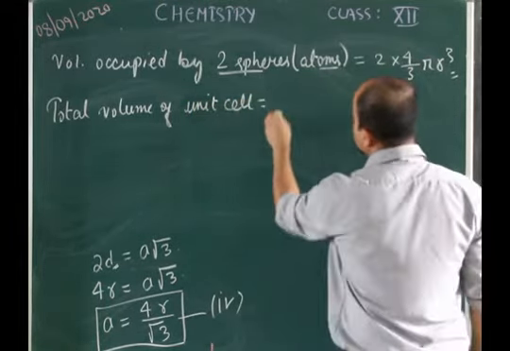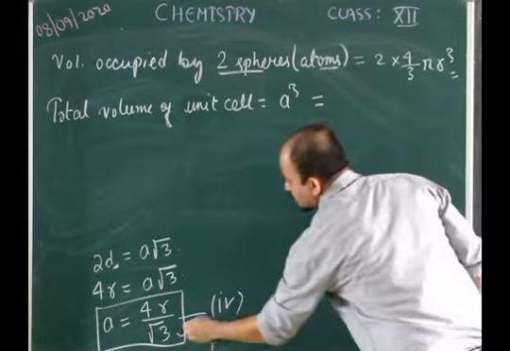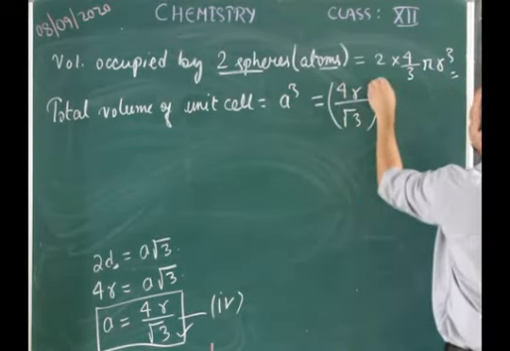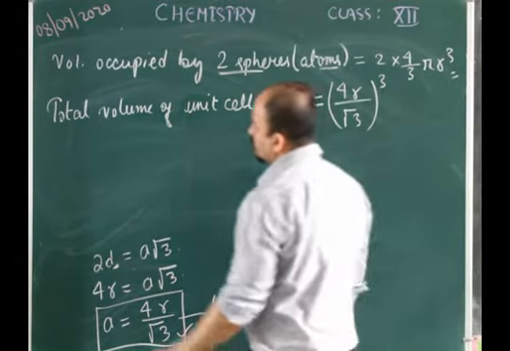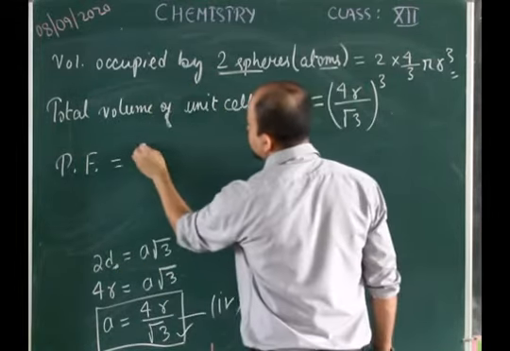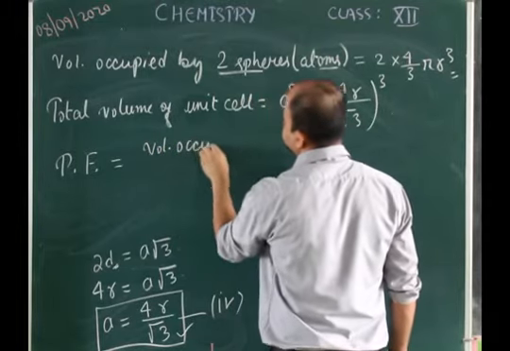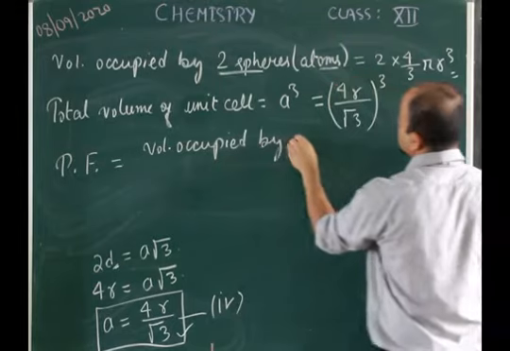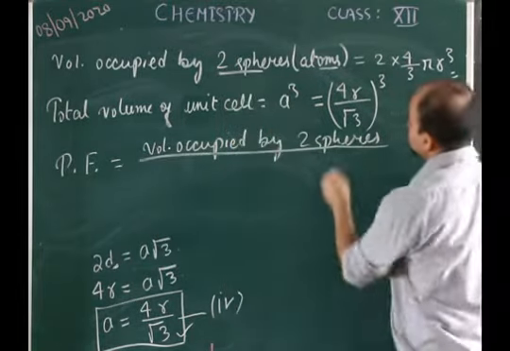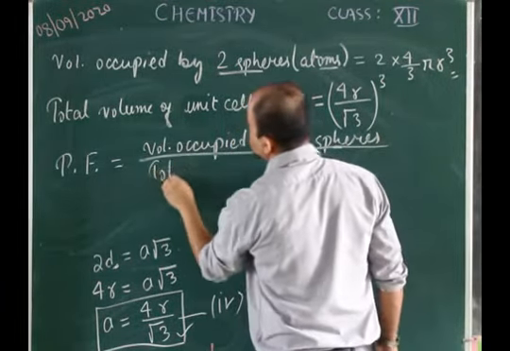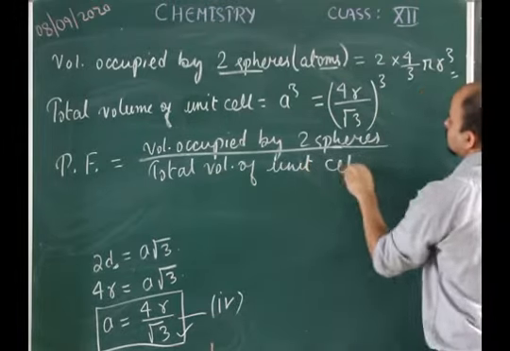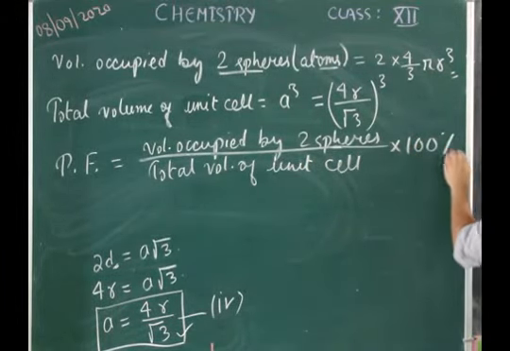It will be equal to a cube. Now we can substitute a with this value, 4r by root 3, whole cube. Okay? Now what would be your packing efficiency, your packing fraction then? Packing fraction, as you know, is the volume occupied by two spheres by the total volume of the unit cell into 100%. So substitute the values over here.